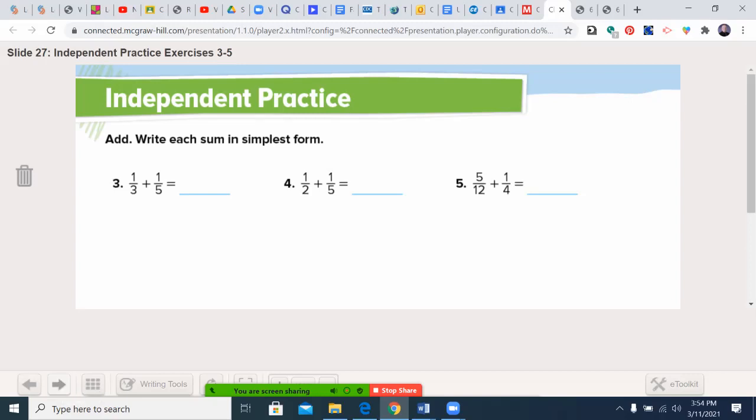Welcome back. For 1/3 and 1/5, we get to 15. So 5/15 plus 3/15 is 8/15. These will go to 10. 5/10 plus 2/10 is 7/10. Over here, it's going to go to 12. So 5/12 plus 3/12 is 8/12. Divide top and bottom, or numerator and denominator, by 4, and you get 2/3.